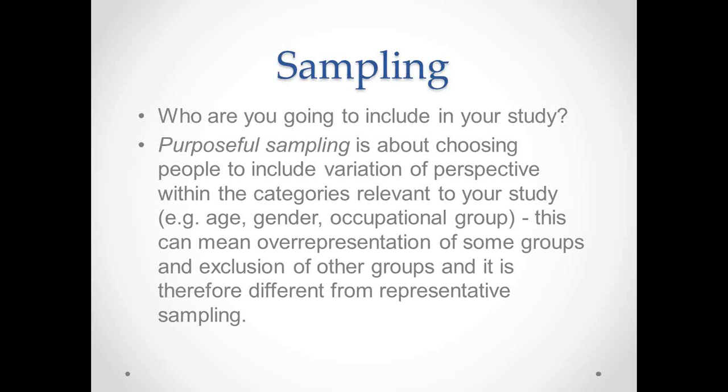One of the methods of sampling that we use in qualitative research is purposive sampling or purposeful sampling. And this is about choosing people to include a variation of perspectives within a category relevant to your study. So you are picking people on purpose. You are picking people because they are that age or that gender or that occupational group. So this means overrepresentation of some groups and exclusions of other groups, which is therefore different from representative sampling. So it's not anywhere close to the kind of sampling strategies that we might use in quantitative research. Purposive sampling is a completely different method of sampling. So you're picking these people because you're picking them on purpose.